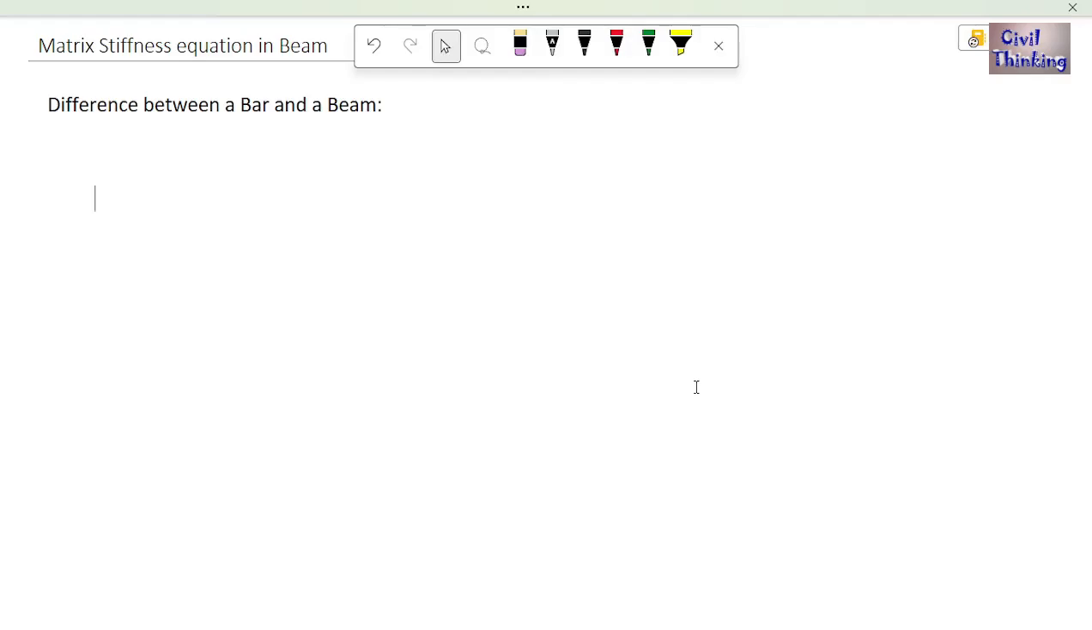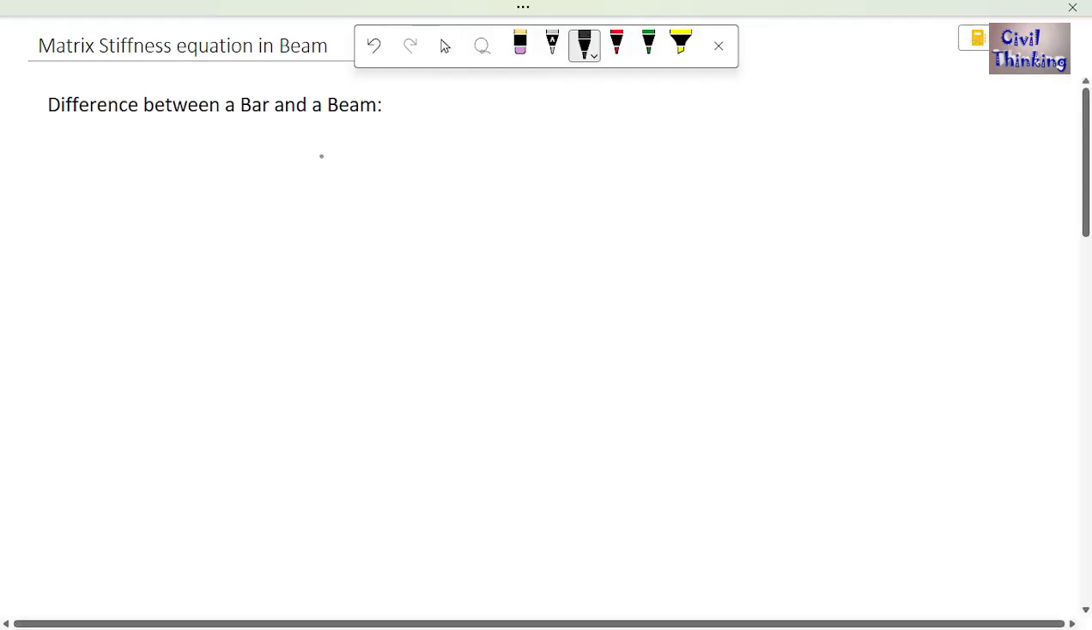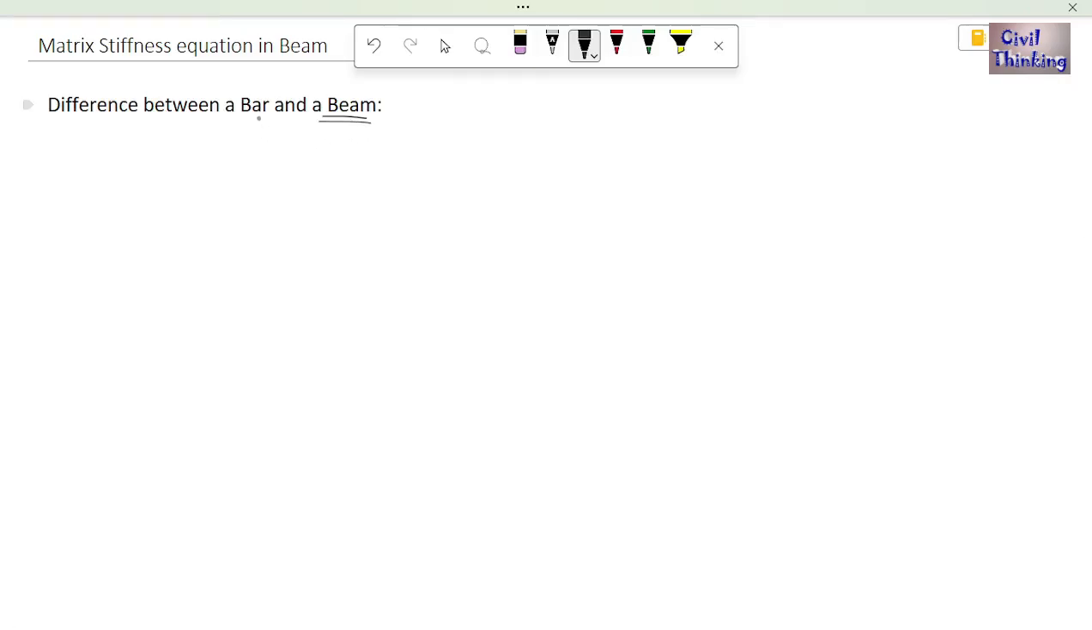Now coming to today's class. In this class we are going from bars to beams. Before I deep dive into beams, it's better to give a comparative study between beams and bars, so that we understand. This way it is going to be a bit easier.